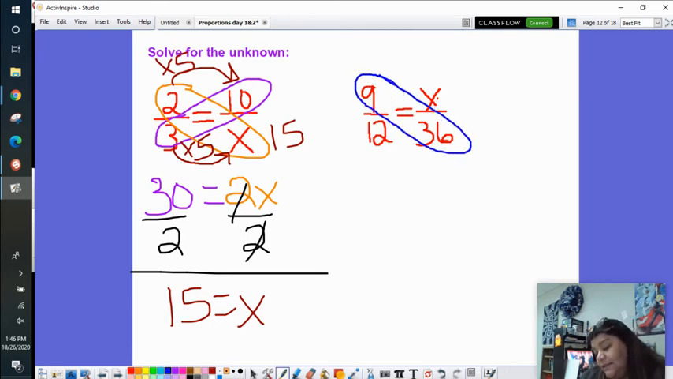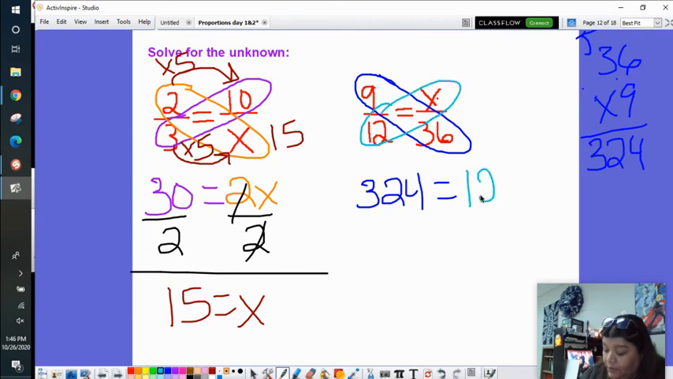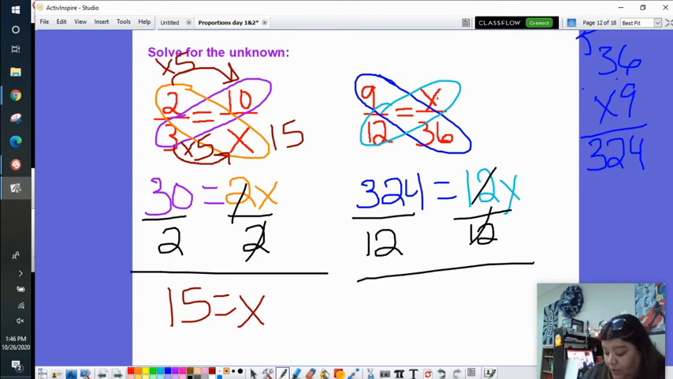9 times 36. Let me do that over here real quick. 9 times 36. 324. Equals, and now we go the opposite direction. We have 12 with the variable, so 12x, all right? So pretty much you just cross multiply those two and divide by the number stuck with the letter. That's what you're doing. But this is why you get to do that shortcut, because of our lovely equations. So 324 divided by 12.